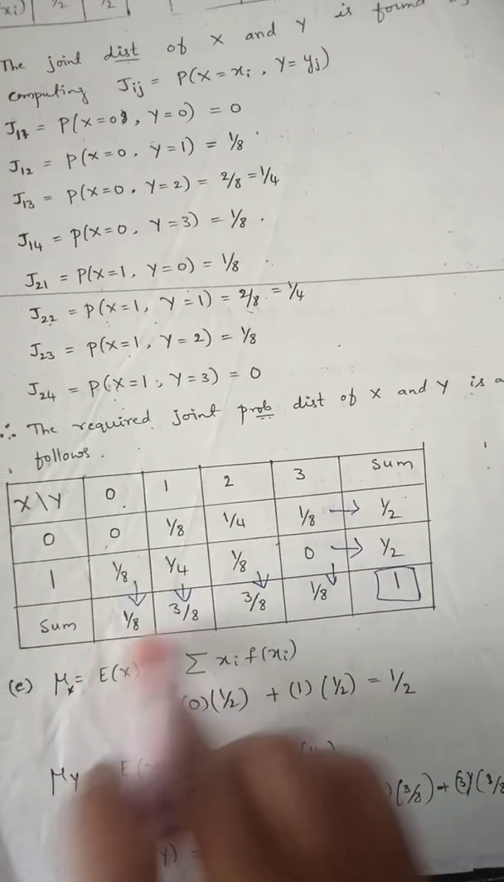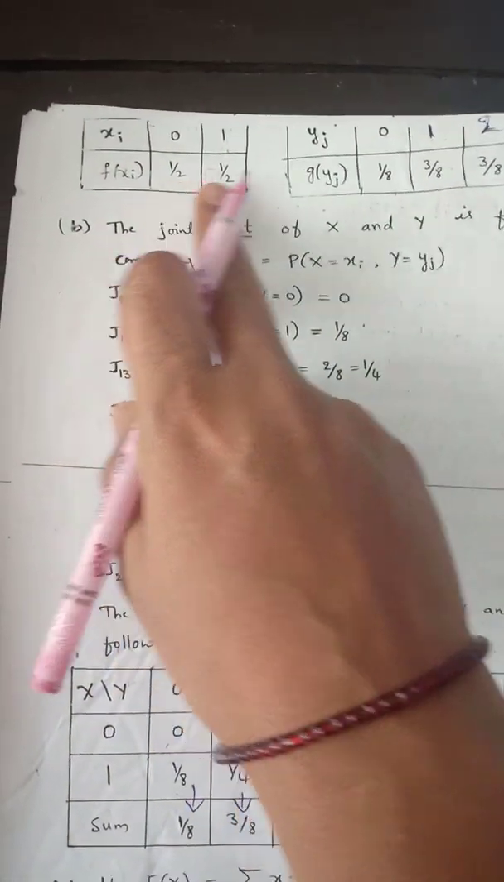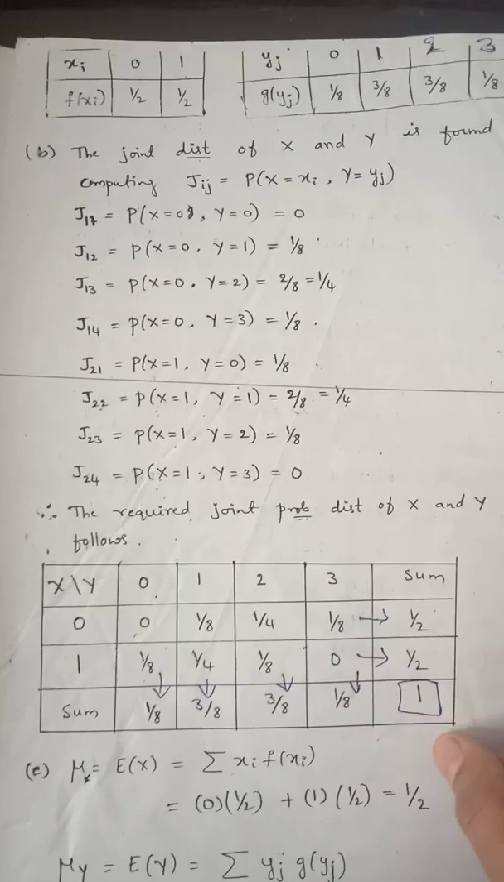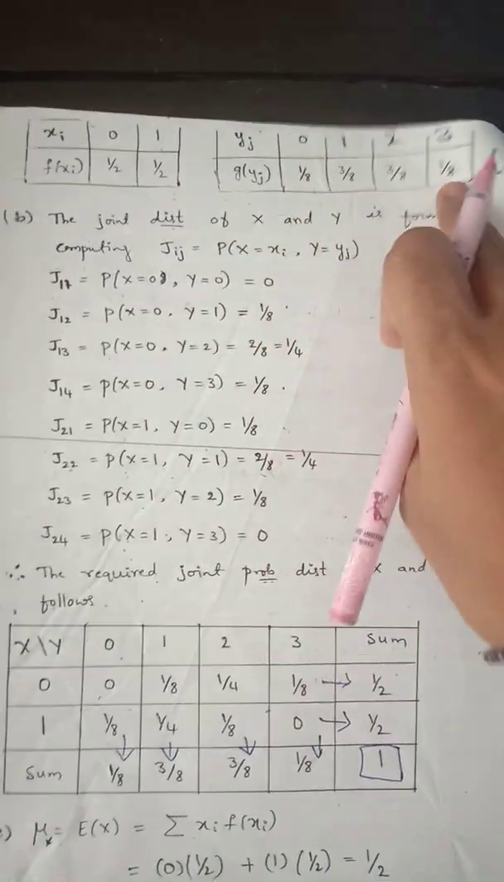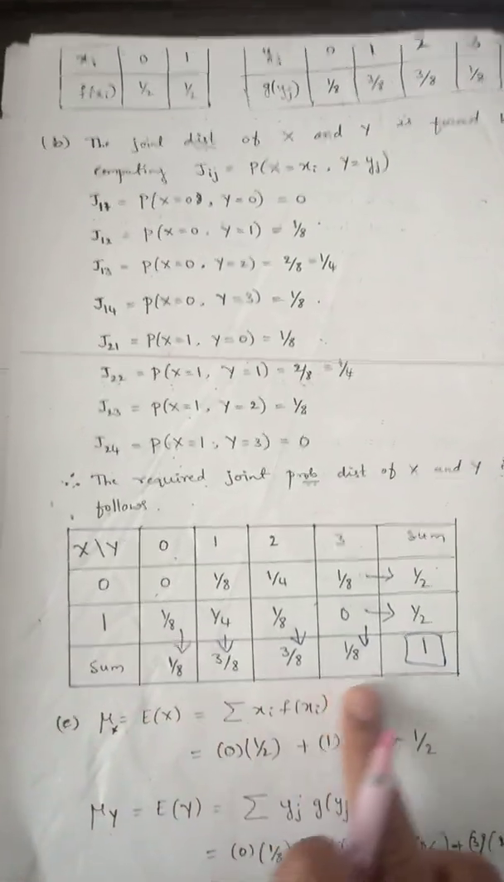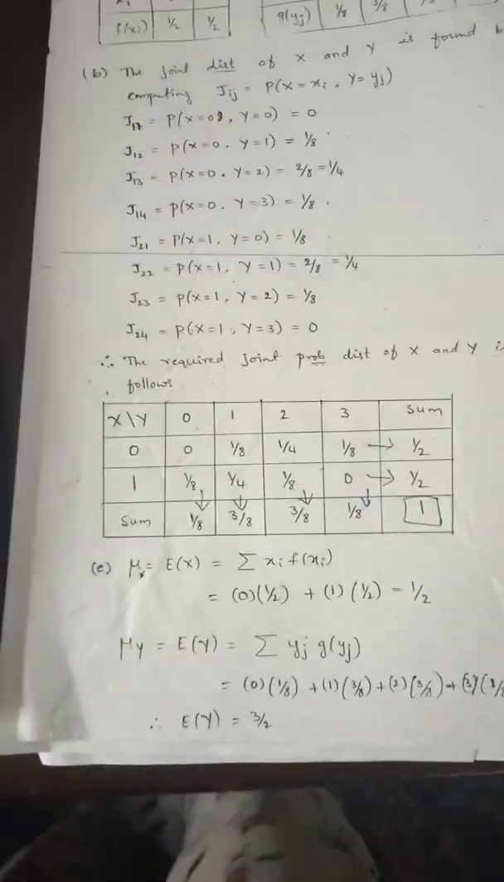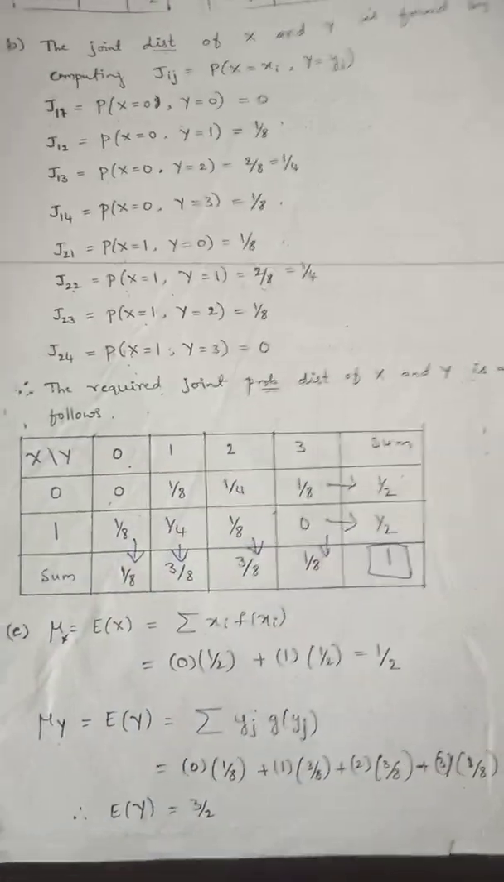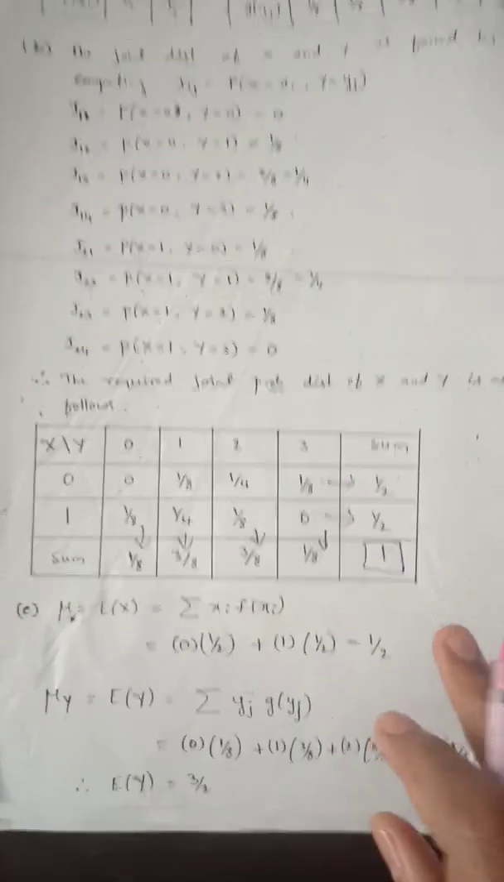The sum of f of x, so here we find the values, right? 1 by 2, 1 by 2, that is 1. Here also whatever values you got, 1 by 8, 3 by 8, the sum should be 1. So this is the second problem, the joint probability distribution table. So this is a method to find the joint probability distribution.